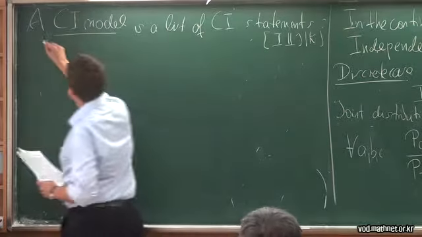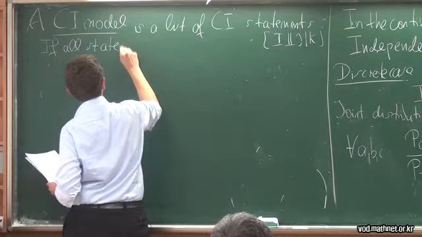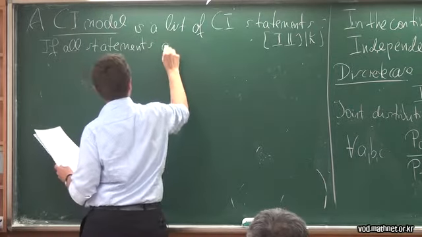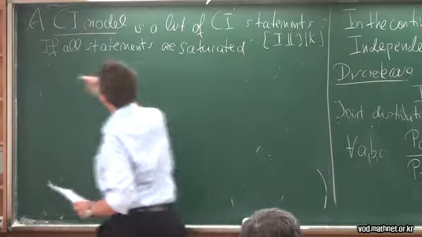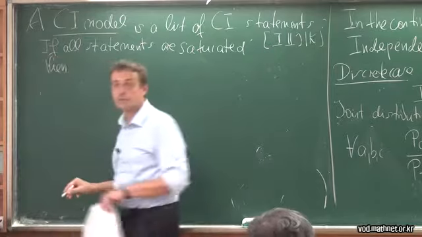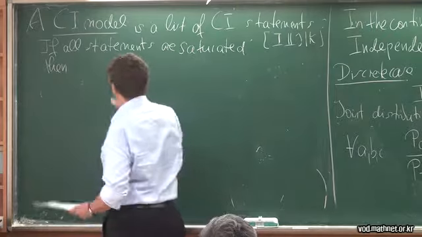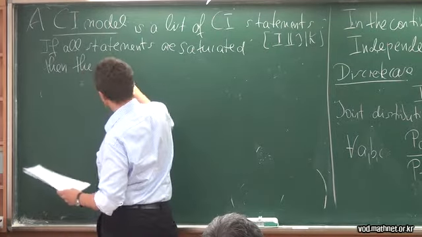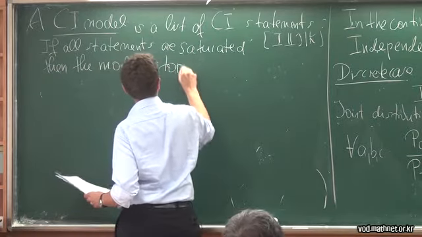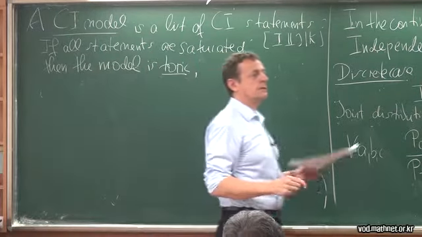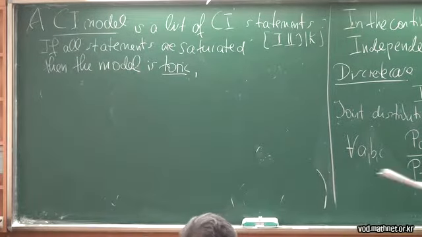Now, if all statements are saturated, that's a particularly nice situation. If all statements are saturated and we are in the discrete case, because it's not 11:30 yet, we're in the discrete case, then the model is toric. And the model is toric. It's an exponential family. It's a log linear model, so it has a Markov basis.